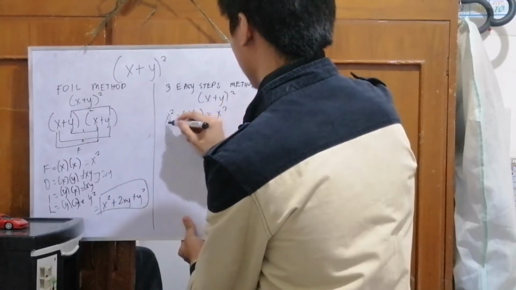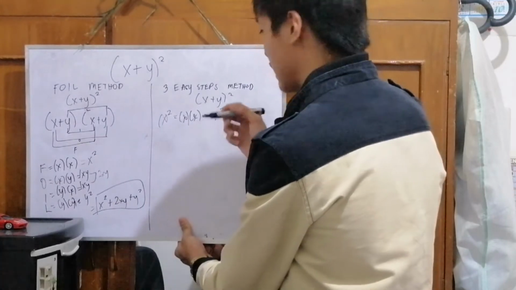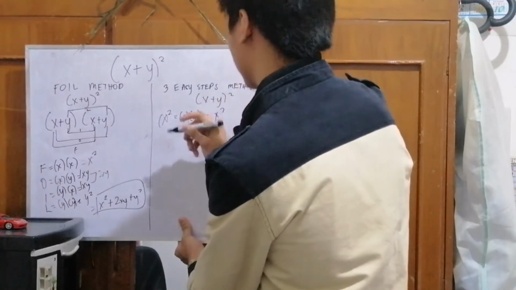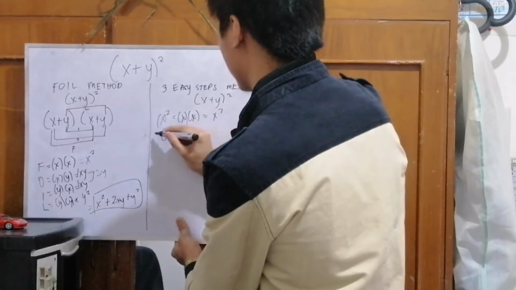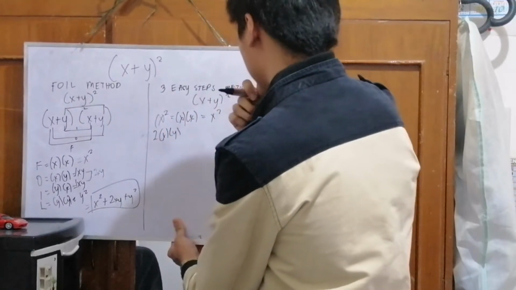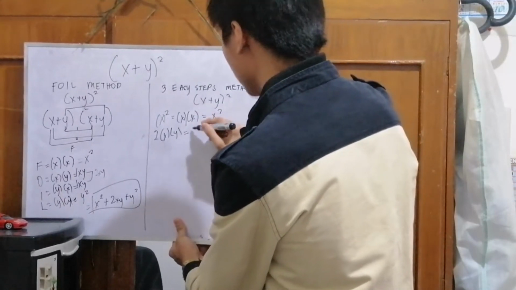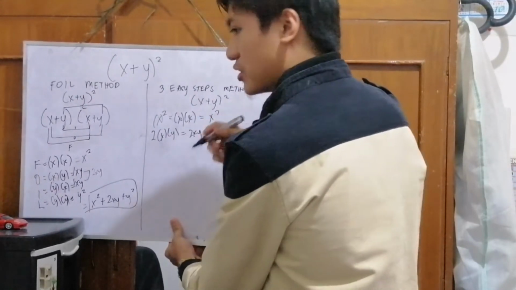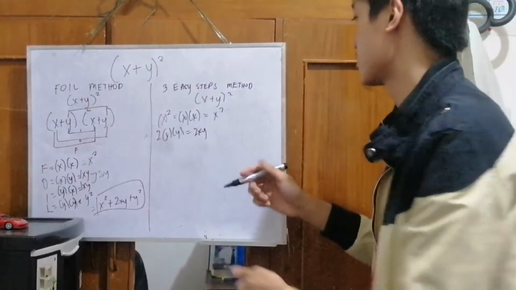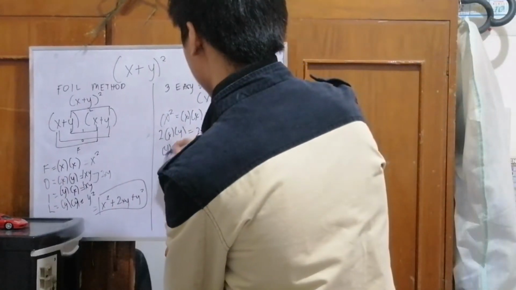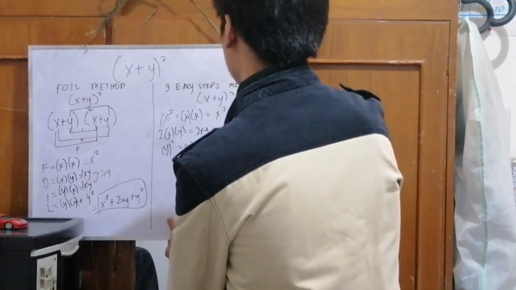And then twice the product of the first and the last term. When you say twice the product of the first and the last term, that is x and y multiplied by 2. So, combining them, we'll get an answer of 2xy. And then, last step, we square the last term. Y squared. And that's equal to y times y, and that's equal to y squared.